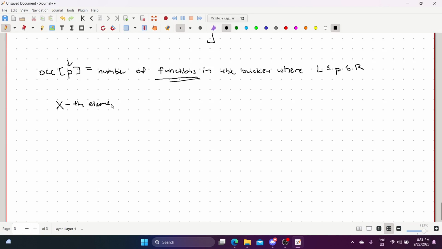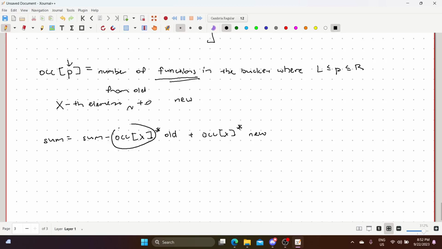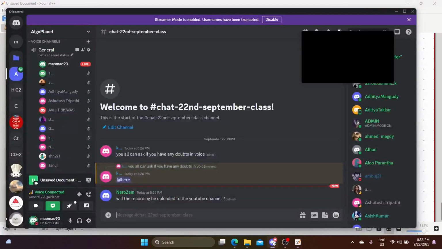So if you can do this, then for each update, which changes the X element from old to new, the sum will be equal to the sum minus the occurrence of X multiplied by the old value, plus the occurrence of X multiplied by the new value. This is because there are this number of elements that are affected by the update. So we first need to remove the contribution of the element of the array before the update, and then we add back the new contribution. Does this formula make sense?